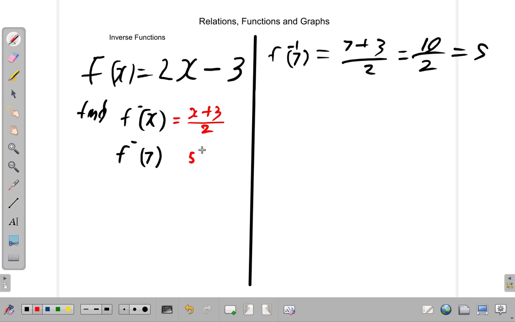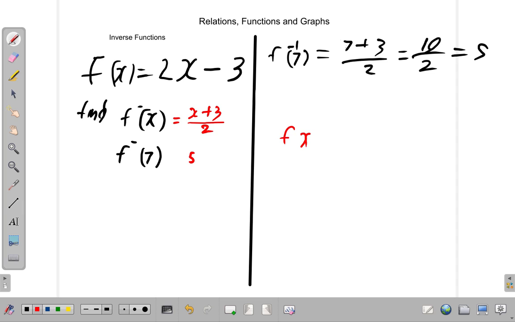Now, let's see what happens here. We put in 7 and got out 5. We can check if this really works. If we put 7 into the inverse and got out 5, then we should be able to put 5 into the function and get out 7.